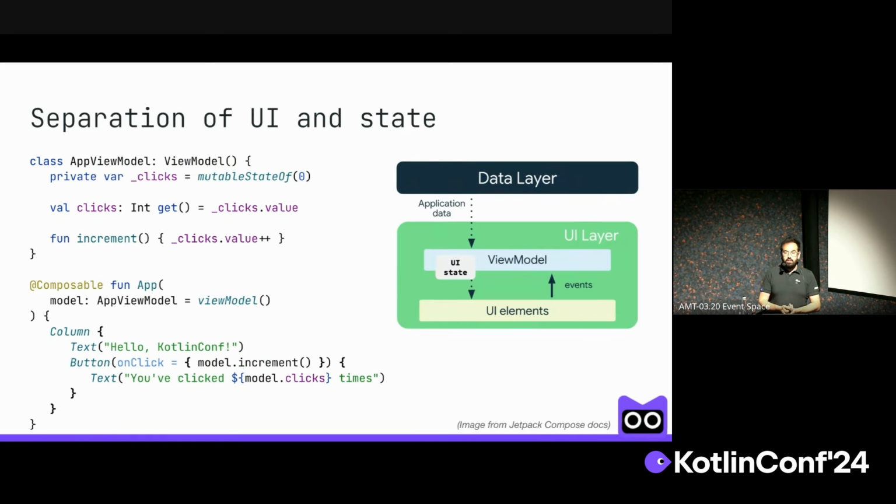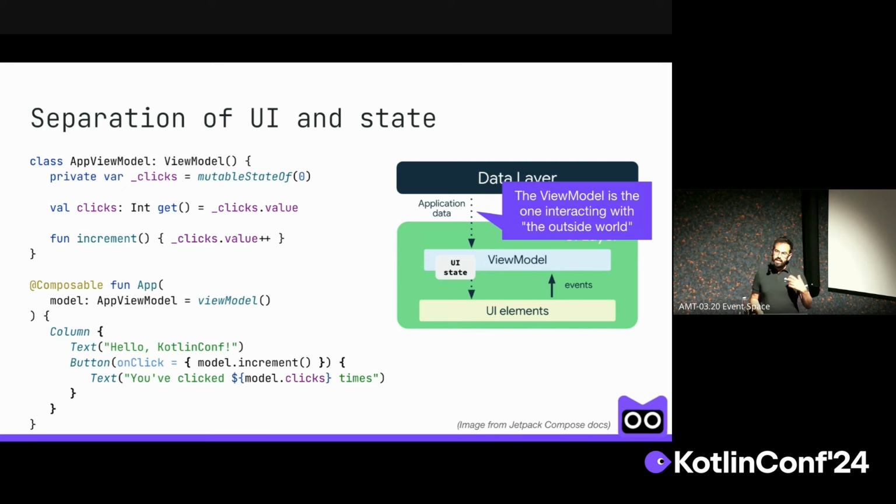If you read the Compose doc, what you will see is that the view model is actually the one which should be talking to the data layer. We should be bringing the information and keeping the UI part to just look at this read-only view, but not really change anything there, which means that essentially the view model is going to be the one interacting with the outside world.